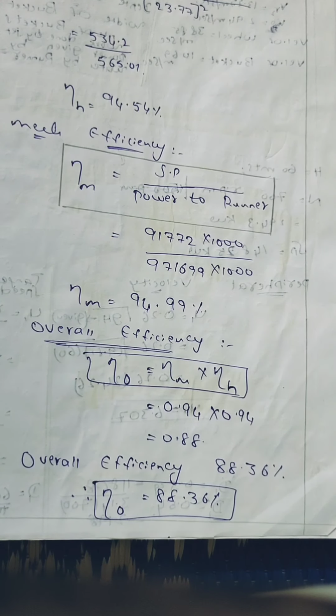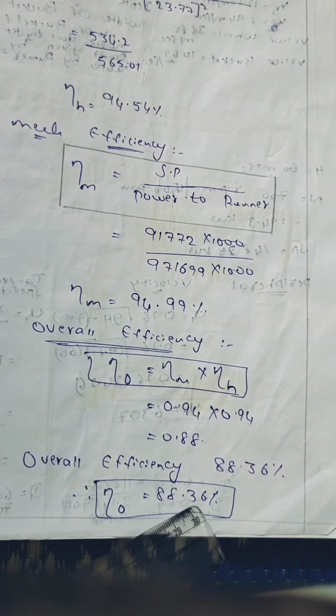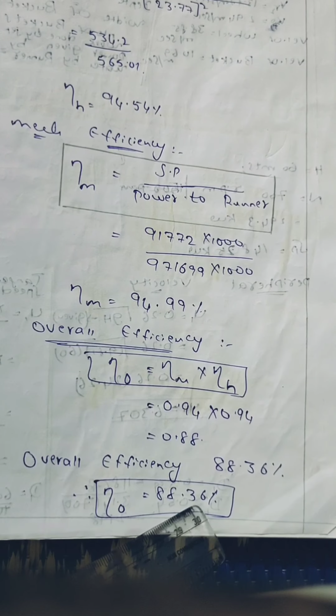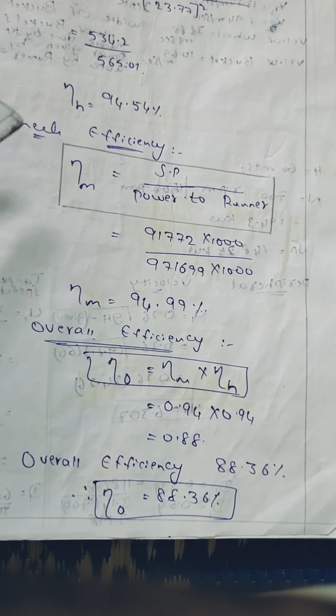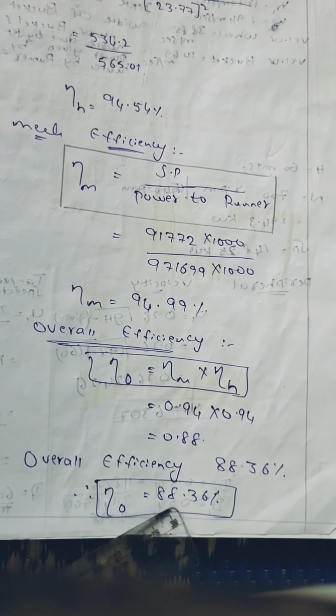Hydraulic efficiency is about 94.54. Eta M equals 94.99. So this is the overall efficiency. Coming again, eta H equals 94.54, eta M equals 94.99, eta naught equals 88.36.